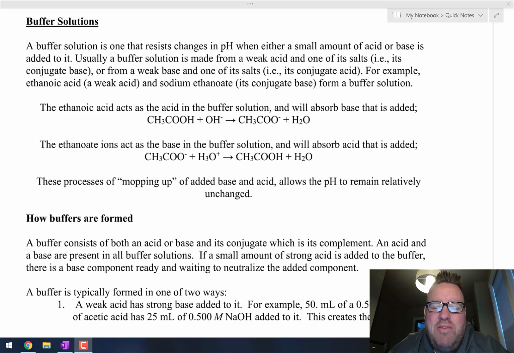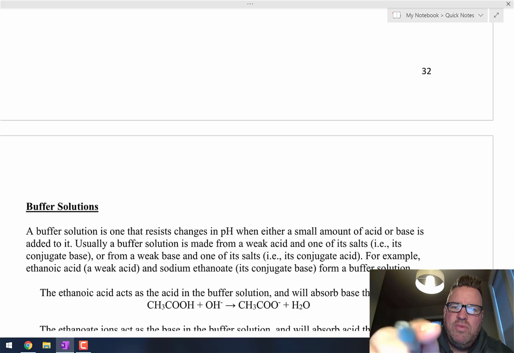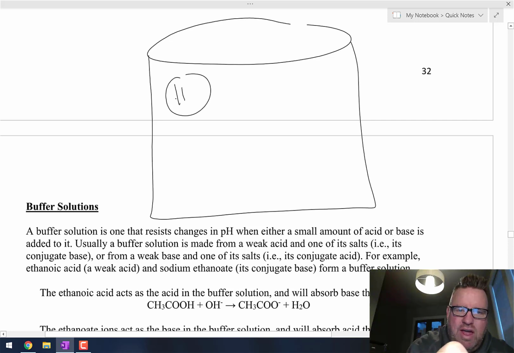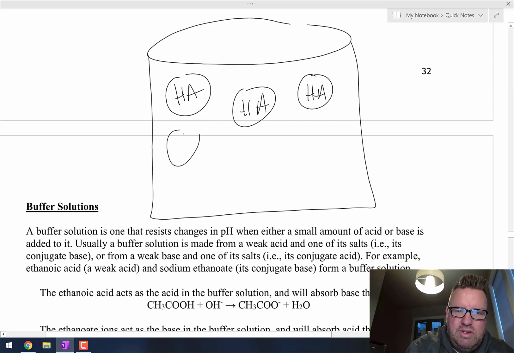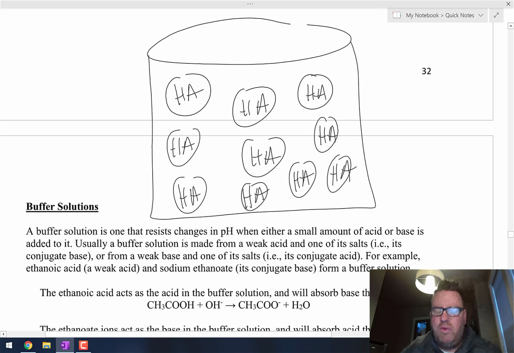One of the things that comes up often when you are discussing titrations is the idea of what is called a buffer solution. If you remember when we talked about doing a titration, I drew a little picture that had, I believe, 10 or so HA molecules in it. So there's 4, 5, 6, 7, 8, 9, 10. Okay, so you start with an acidic solution.